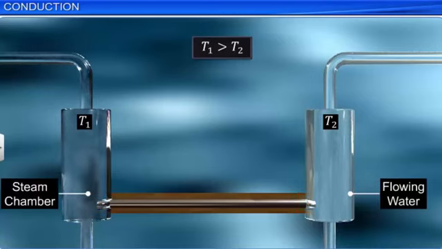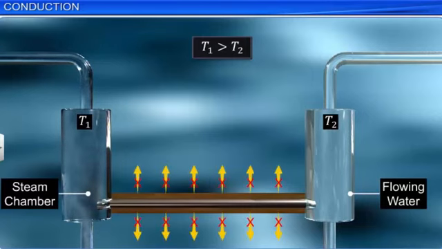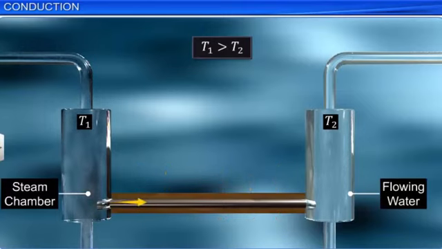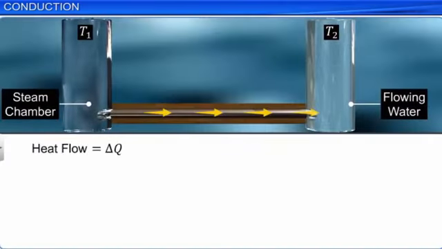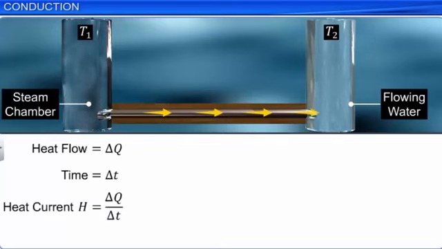Let us also assume that the rod is fully insulated and there is no loss of heat to the surroundings. Heat starts flowing from the hot end to the cold end. And after some time, there will be a steady flow of heat through the rod. The rate of heat flow is defined as heat current H. If delta Q is the heat flowing across any cross-section in time delta T, then heat current H is equal to delta Q by delta T. Let this be equation 1.